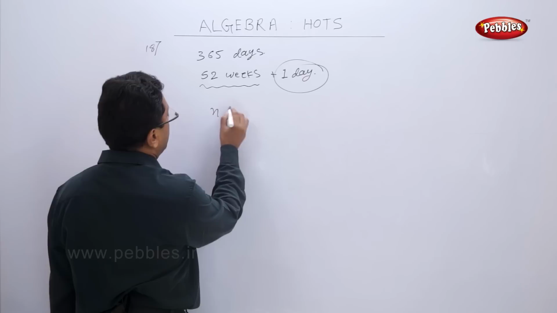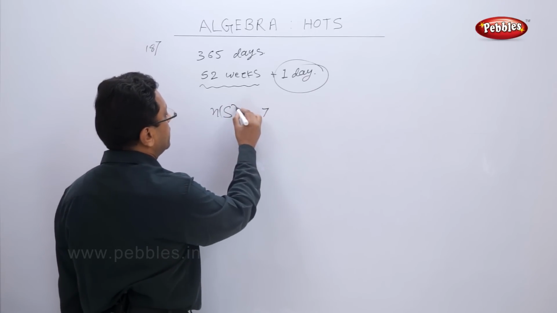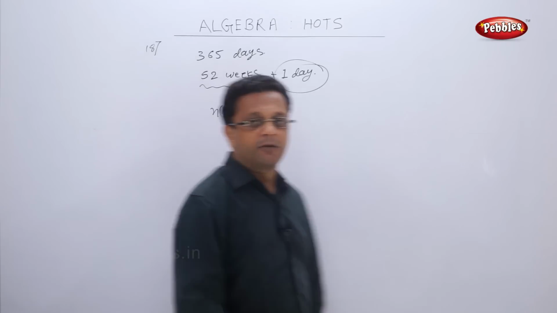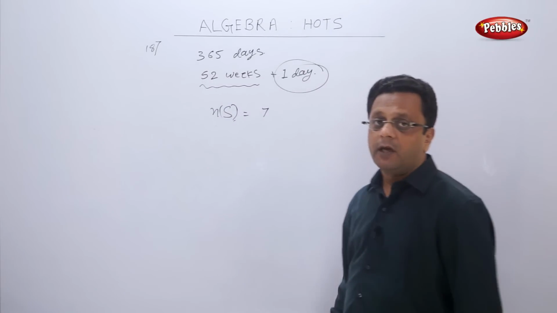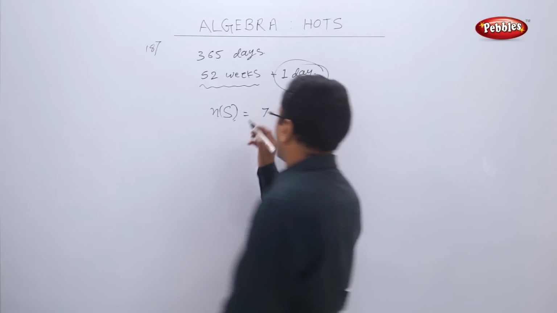So what will be your NS? 7. I am not writing the sample space here. NS will be 7. And what is your condition? This day should be Sunday. So what will be your NA?